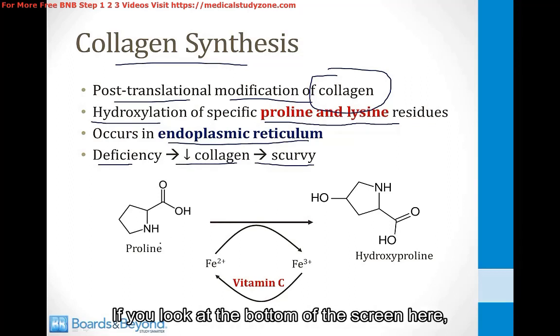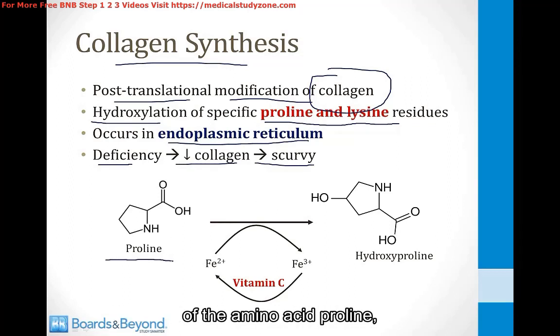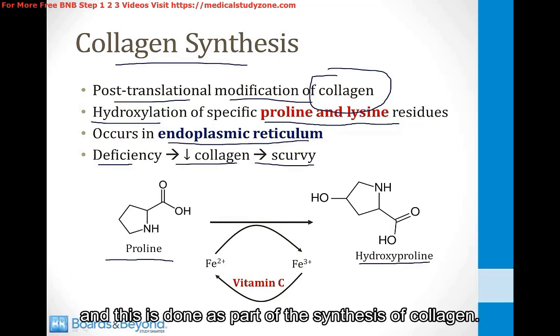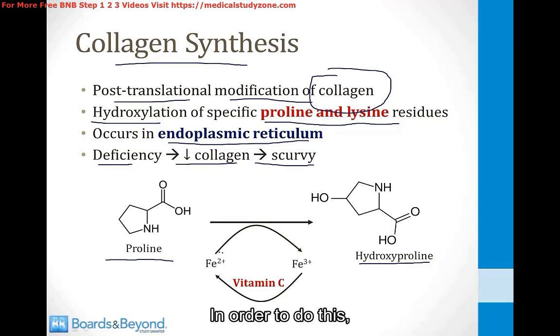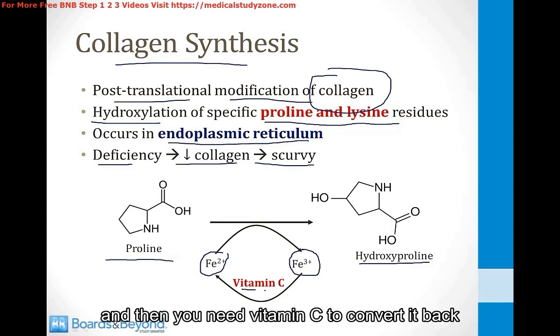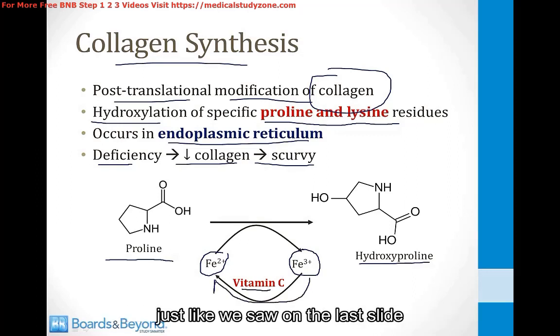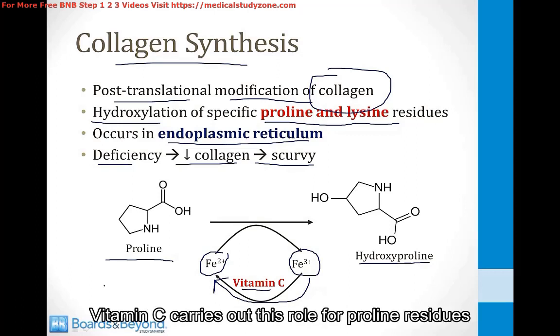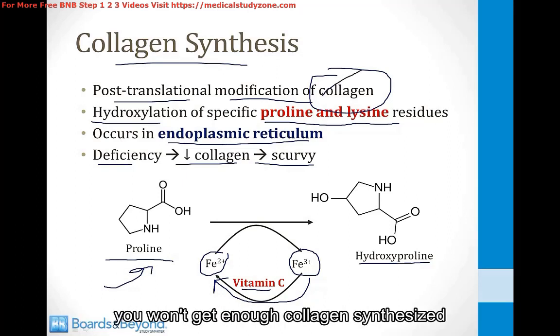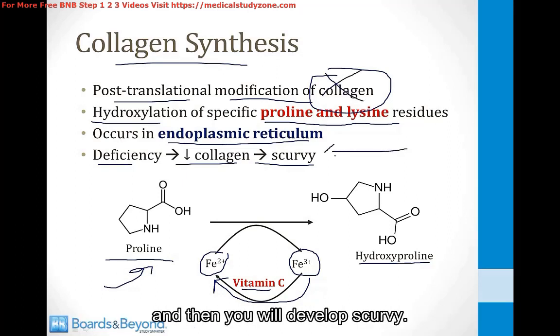If you look at the bottom of the screen here, I've shown you the structure of the amino acid proline. Proline can be converted into hydroxyproline, and this is done as part of the synthesis of collagen. In order to do this, Fe2+ iron gets converted to Fe3+ iron, and then you need vitamin C to convert it back, just like we saw in the last slide, for absorption of iron in the gut. Vitamin C carries out this role for proline residues and lysine residues on the end of collagen molecules, and if you don't have enough vitamin C, you won't get enough collagen synthesized, and then you will develop scurvy.